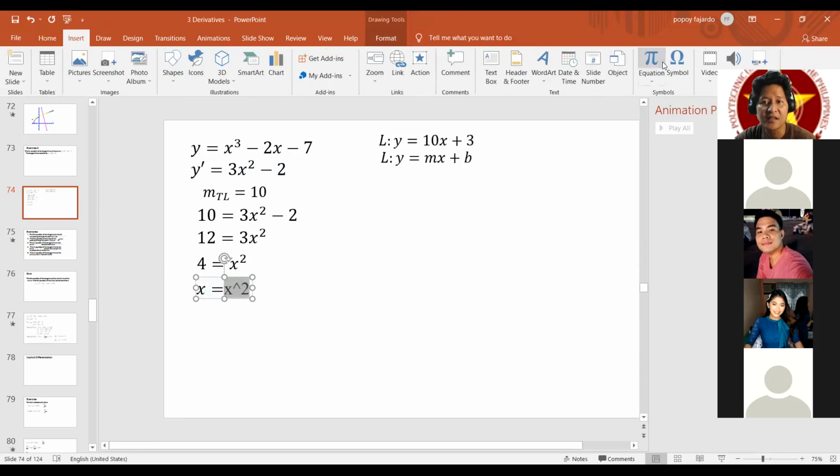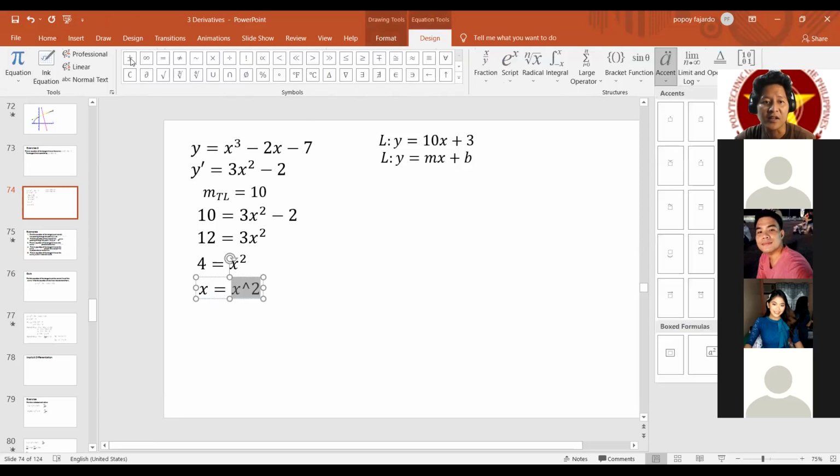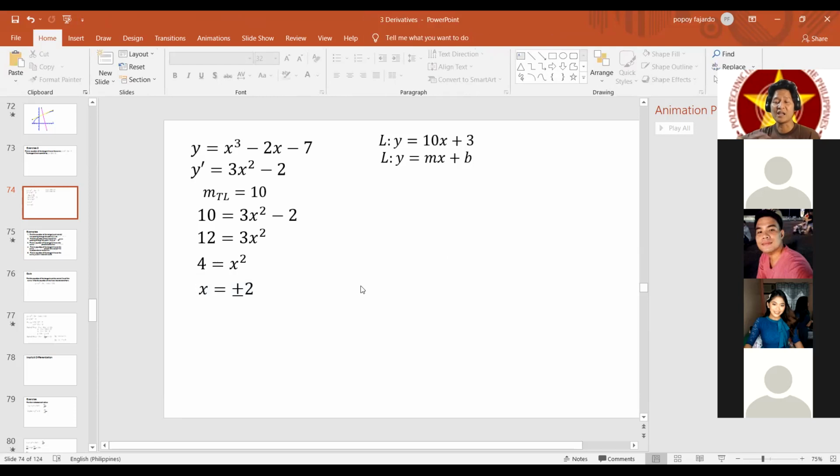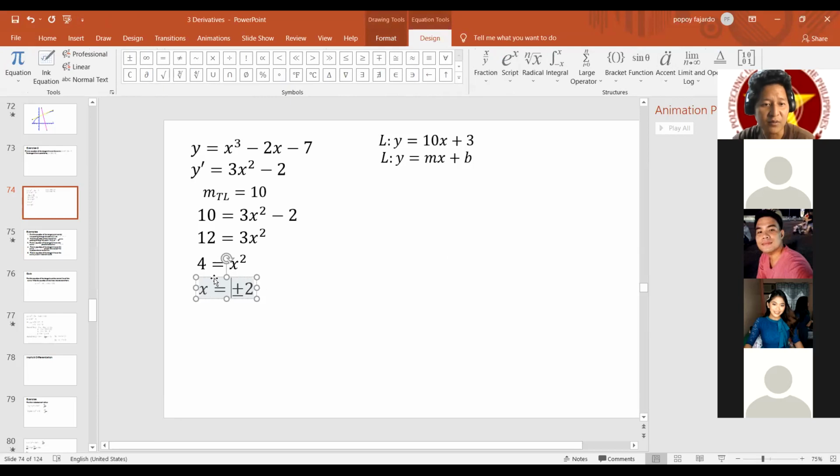Solving for x here, x will be plus or minus 2. Okay, so dalawa yung x coordinates natin dito. So when x is 2 or when x is -2. So dahil dalawa yan, we can actually now consider the values of y.